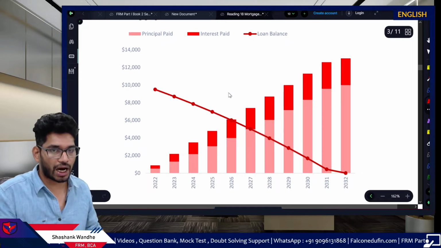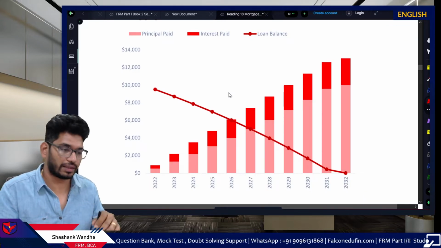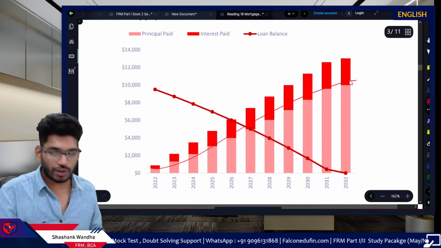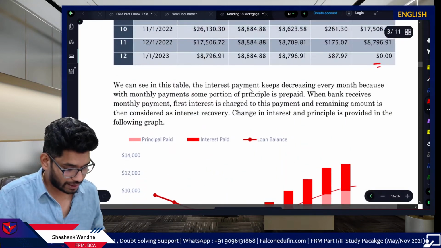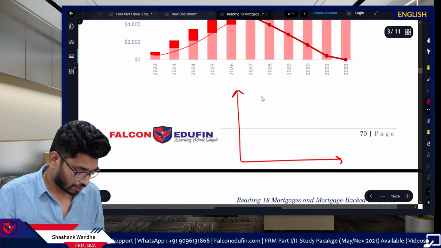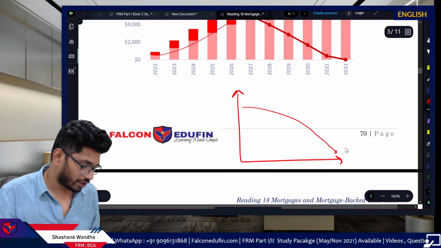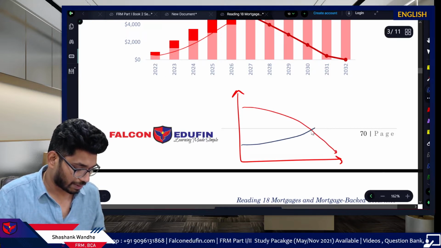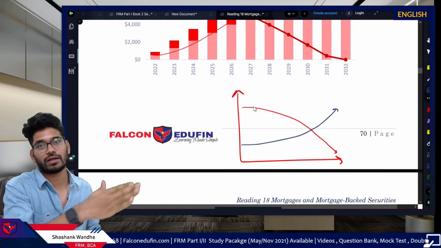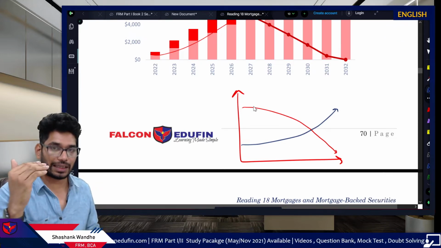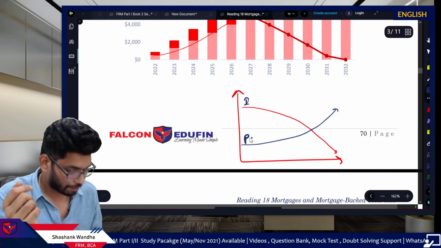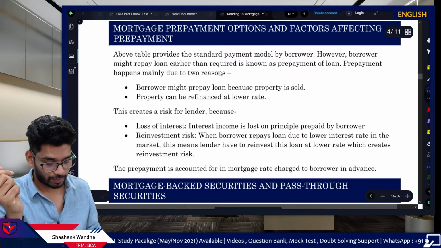Again, this is the chart for your understanding. Loan balance is decreasing, and then you have principal payment increasing like this. Your graph will not look exactly like this. Ideally the graph should look like, I'll just show you. So this is how the interest payment goes, and this is how the principal payment goes, like this. So principal is low in the beginning, high in the end, and interest is high in the beginning, low in the end. So this was the loan amortization table.